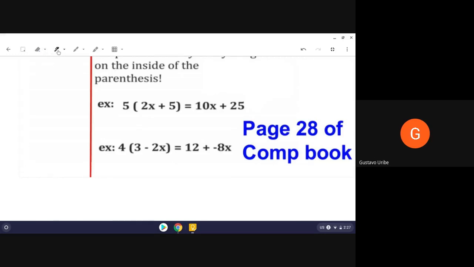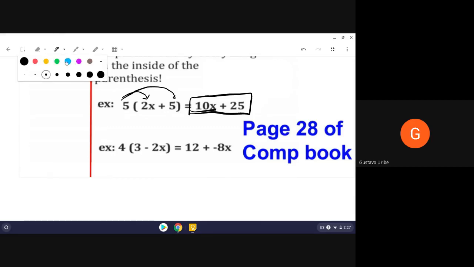Now, what is happening, so that you don't have to write this down, whatever's inside this parentheses is getting multiplied by 5 times. So one way we can use to express this is by using arrows. 5 multiplied by 2 gives me 10, and there's an x, so this will be 10x. 5 multiplied by a positive 5 gives me positive 25. So there you go. 10x plus 25 is our answer.